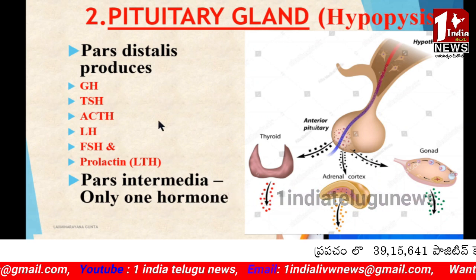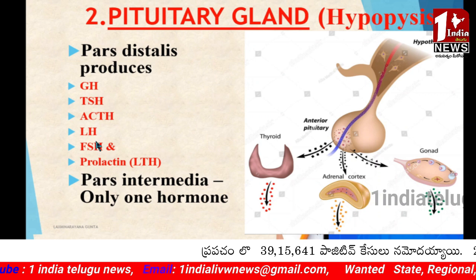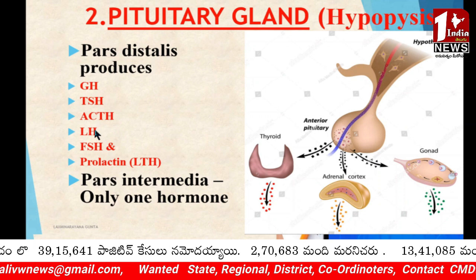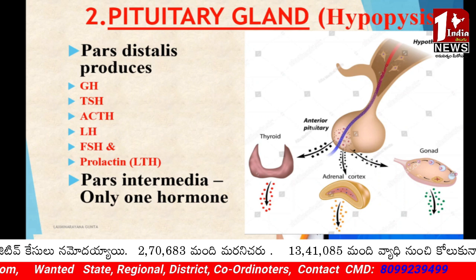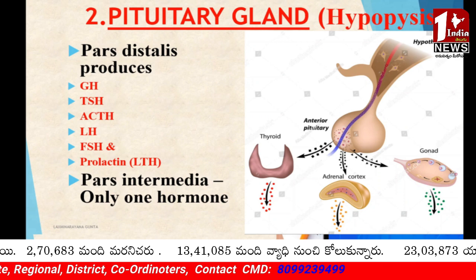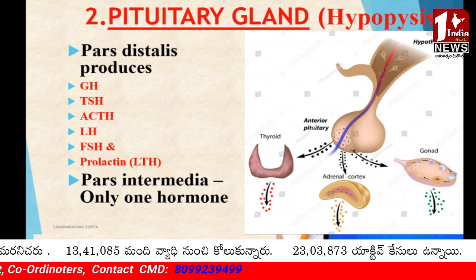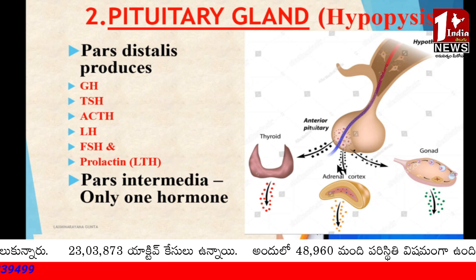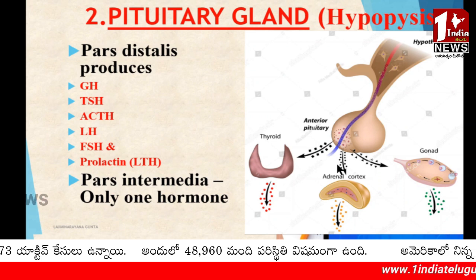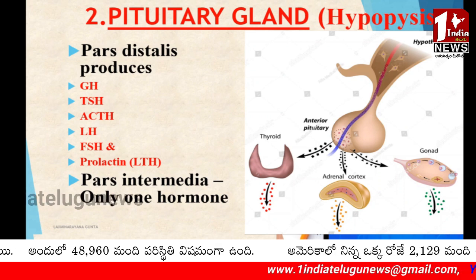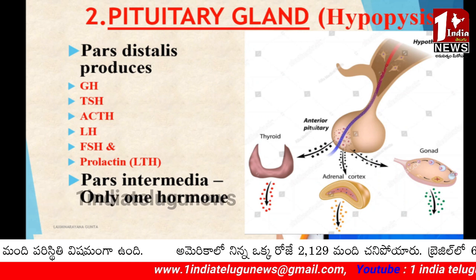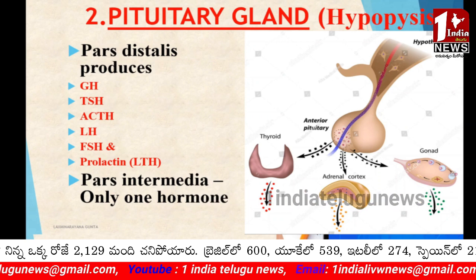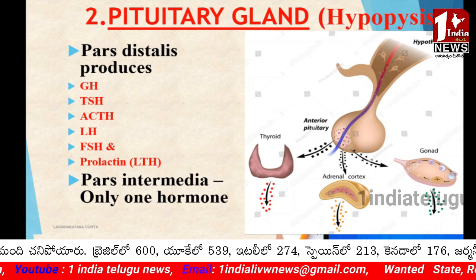Coming to the next ones, the luteinizing hormone and follicle stimulating hormone are together called the gonadotrophic hormones. And prolactin is also called lactogenic hormone or luteotrophic hormone. It causes the enlargement of mammary glands and prepares the mammary glands for milk production. It also initiates and sustains lactation. As it maintains the corpus luteum of the ovary, it is also called luteotrophic hormone.